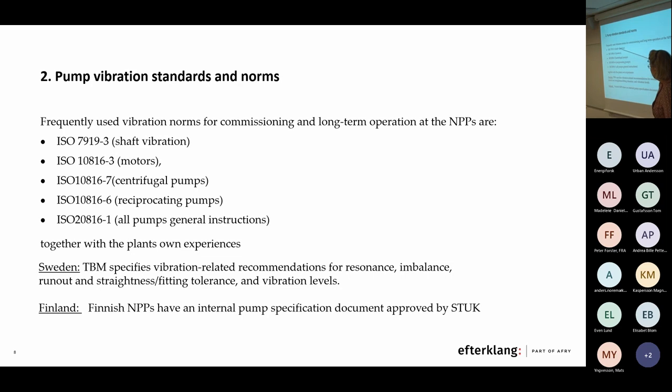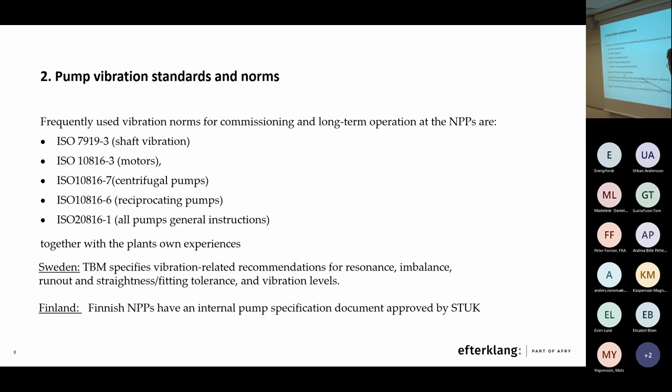So you have the shaft vibrations, the bearing vibrations for motors, for centrifugal pumps. They're using the .7 in 10.8.1.6. For reciprocating pumps, it's number 6. And how to set up all the sensors, etc. The methods of describing this .1.